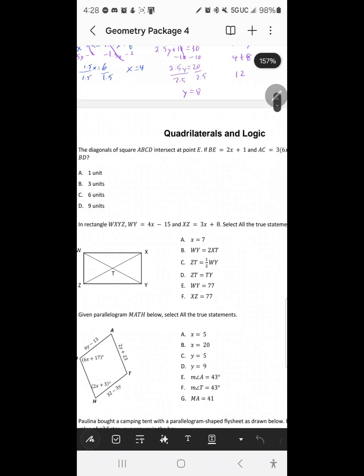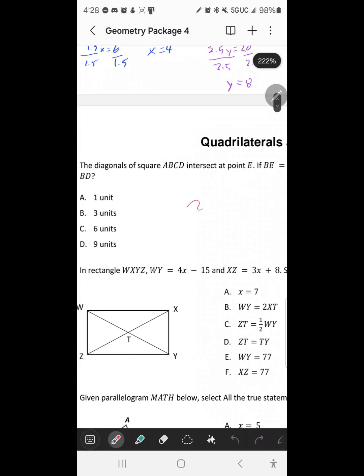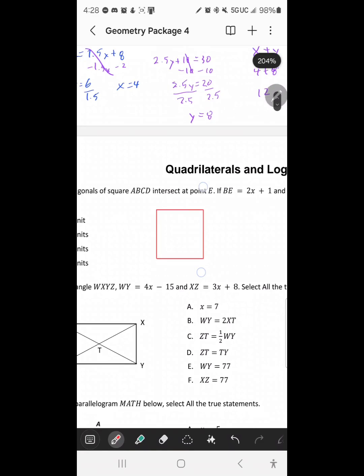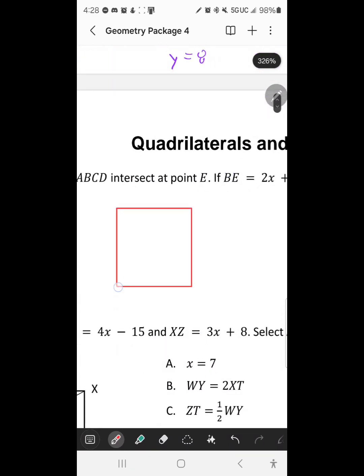Okay, first of all, let's graph it. We don't have the figure, so we better graph it so we can understand better. We're talking about these diagonals. So let's do this and this, and they intersect at point E. So this is E, and then this is A, B, C, D.